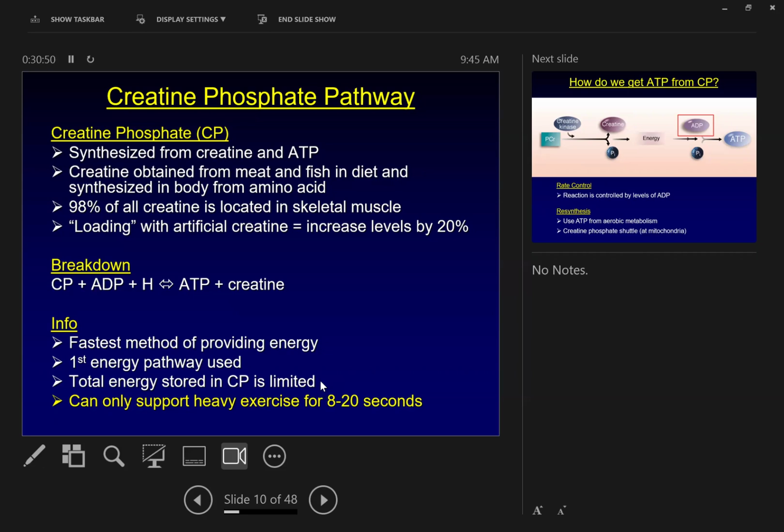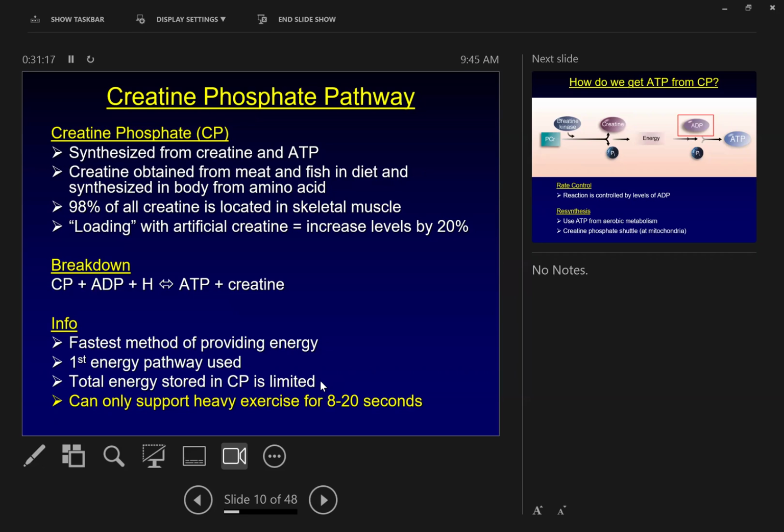This is our fastest method of providing energy. It tends to be the initial predominant pathway that's used because it's so fast. Problem is that we have a very, very limited amount of creatine phosphate in your muscles. Your muscle fibers are only so big. You can only put a certain amount of creatine in there.